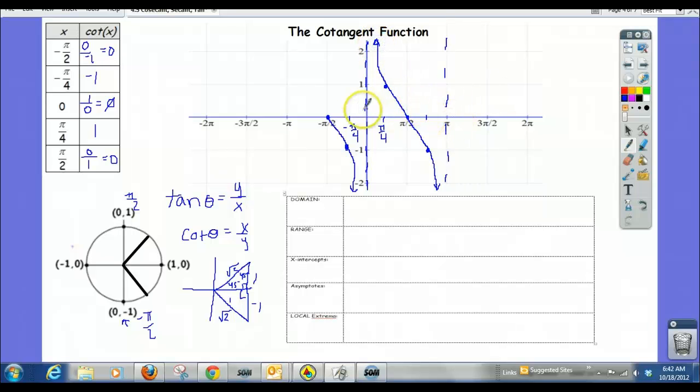And so now the asymptotes are obviously evenly spaced. There's one at pi, there's going to be one at 2 pi. There's going to be one at -pi.